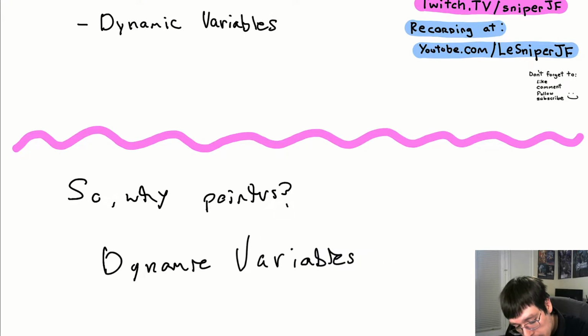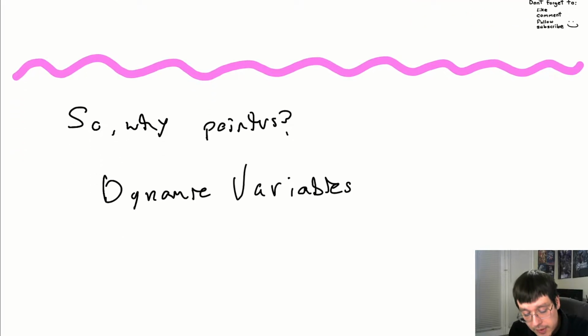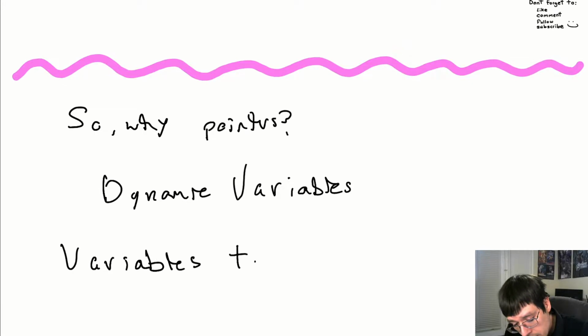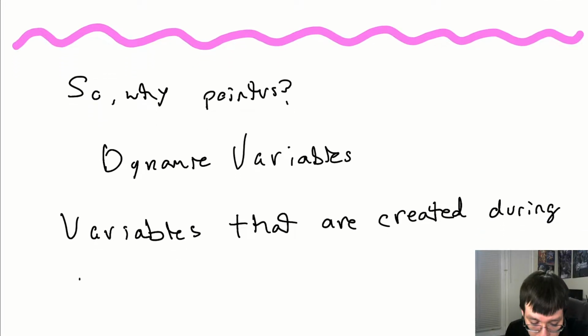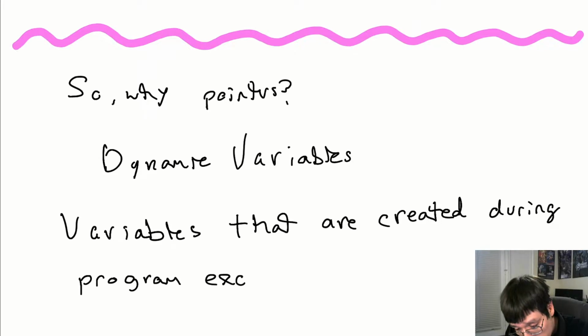Dynamic variables are defined as variables that are created during runtime, also known as during program execution. So when the program is actually running in the computer, not when you're compiling it and not when you're coding it, but when it's actually running. The variables that are created at this point are known as dynamic variables.